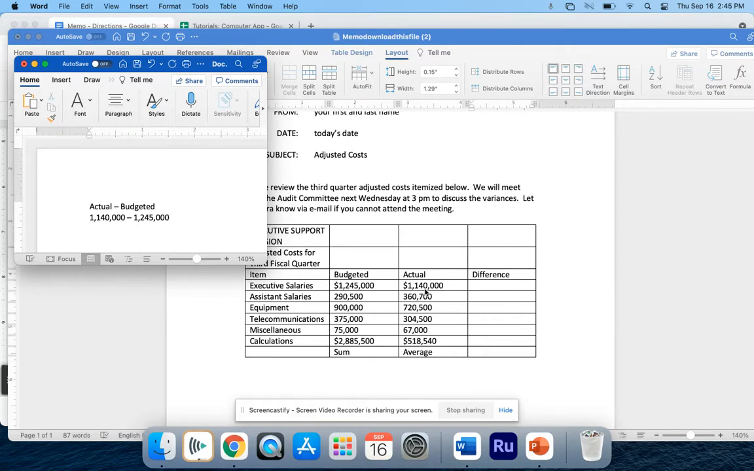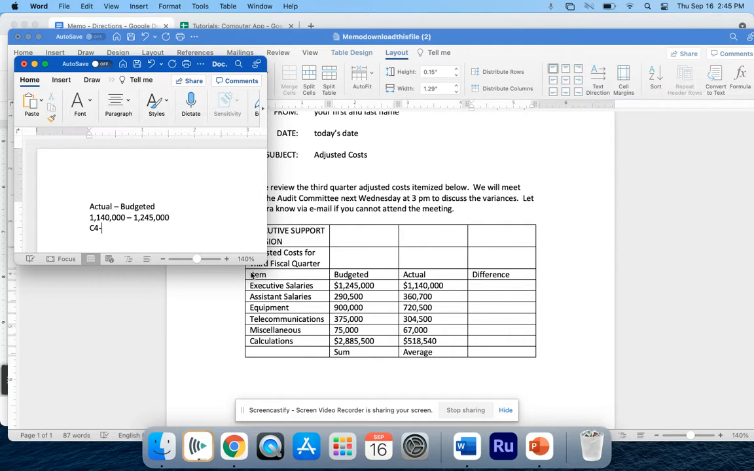1,140,000 is in what cell? Remember, we said this was D4. 1,140,000 is in what cell? Okay, well, this is column A, this is B, this is C. Great, we know it's in column C. What row is it in? This is row 1, this is row 2, this is row 3, this is row 4. Okay, there you go. $1,140,000 is in cell C4.